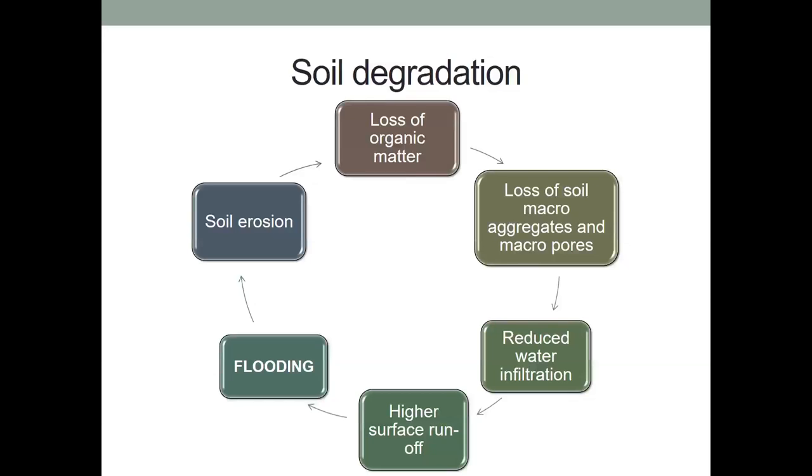And a loss of soil organic matter will mean that the soil itself is vulnerable to agents such as wind and water erosion, as you know, and that leads to a reduction in water infiltration if the soil creates a hard physical crust. And this leads to higher surface runoff and flooding and erosion, and the whole cycle continues.